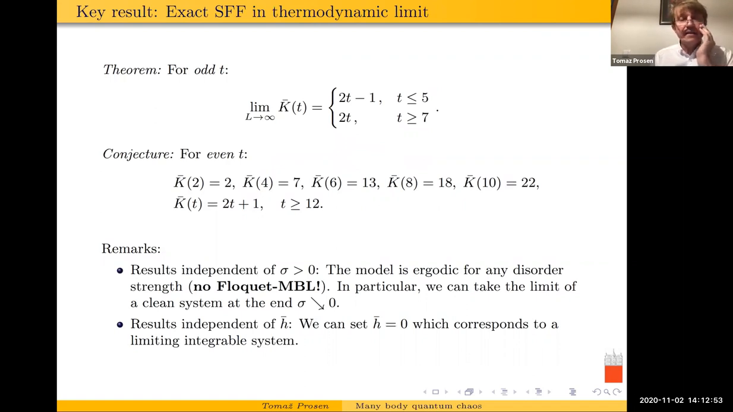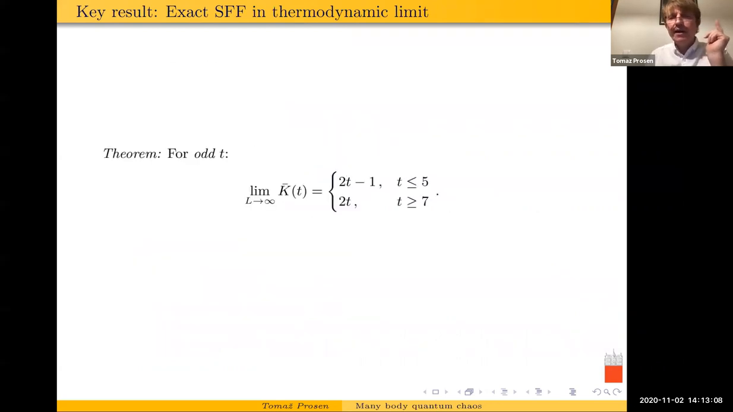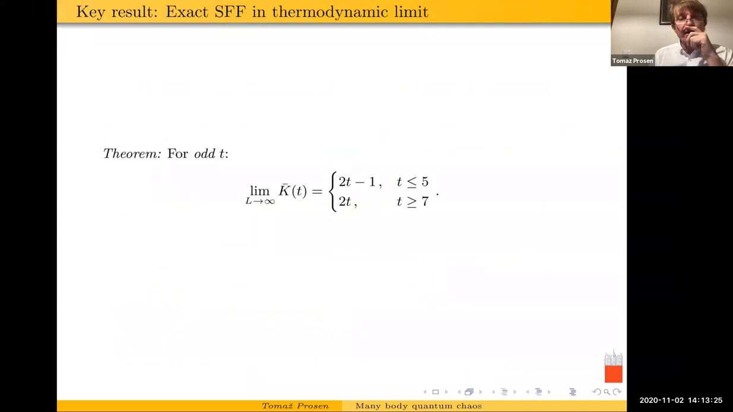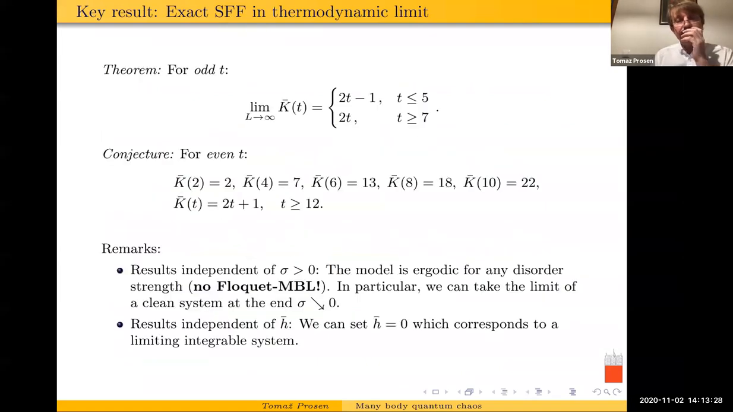What I want to stress is that the results are independent of sigma. There is no sigma in the statement of the result. The model is ergodic for any disorder strength. I forgot to stress that for that result to apply, the values of the coupling parameters J and B have to be equal to pi over 4. These are particular values, which I'm going to explain later, which we call self-dual. For those values, the model is ergodic for any value of disorder, so even for large disorder there could be no Floquet MBL.